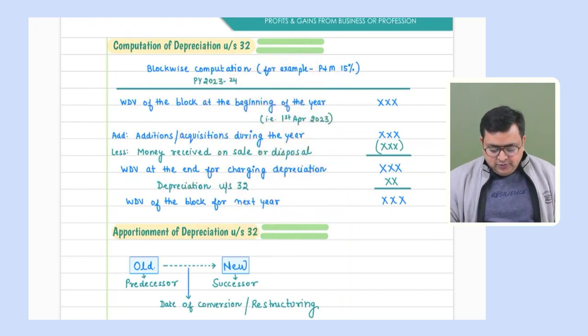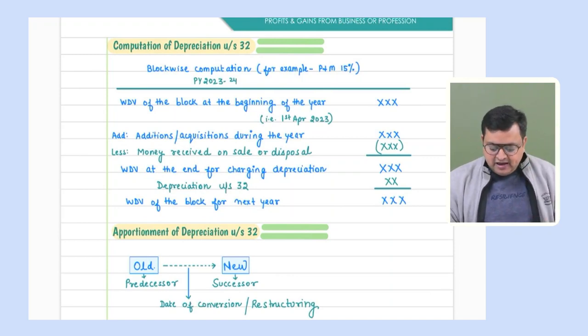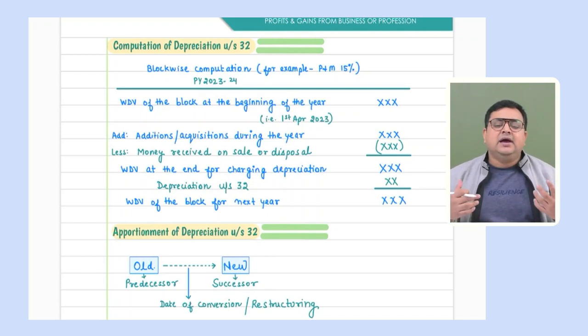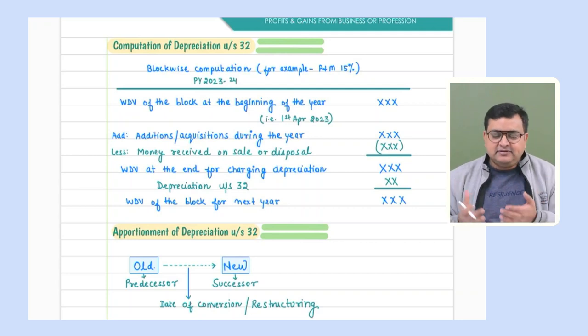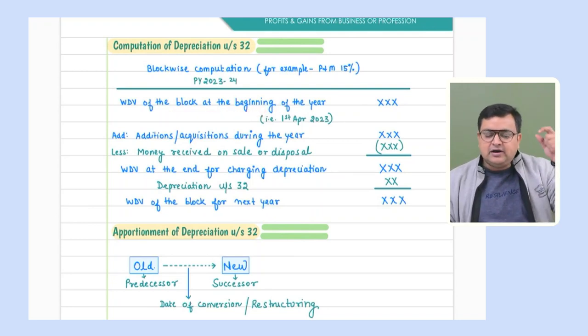So first of all, you will start with the WDV of the block as on the beginning of the year. So we have previous year 23-24, so the beginning of the year is 1st of April 2023. Let's say it's our new business. At the beginning of the year, we don't have the block. We have purchased some assets during the year. Then it's fine. In that case, you can write nil because there was no block at all. But if there was a block value at the beginning of the year, you start with that: WDV of the block at the beginning of the year.